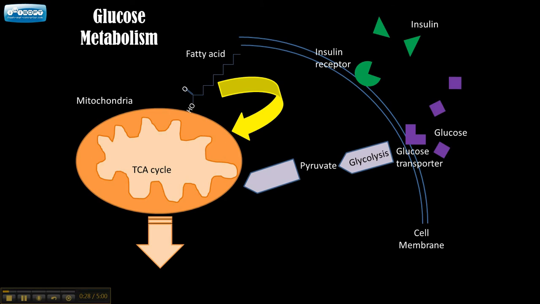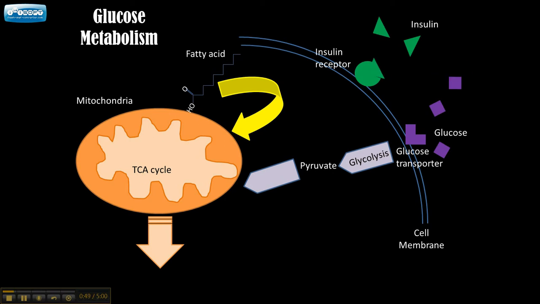So in the normal state for glucose metabolism, we see a cell membrane, an insulin receptor sitting on the cell membrane, and your glucose transporter. We have these substrates, insulin and glucose, that are extracellular, and we want to get this glucose intracellular to go into the mitochondria to produce energy in the form of ATP.